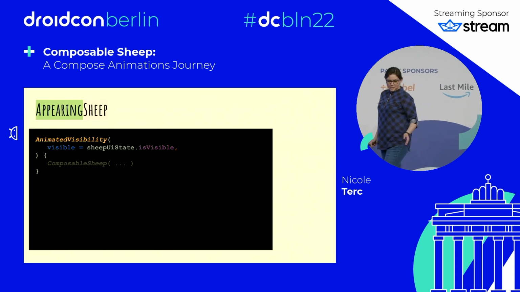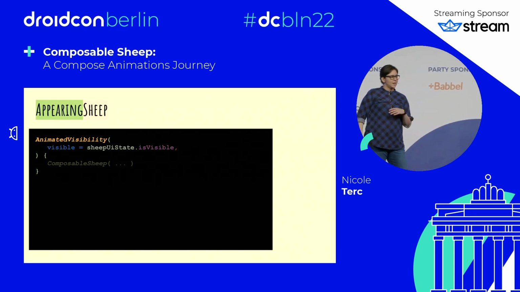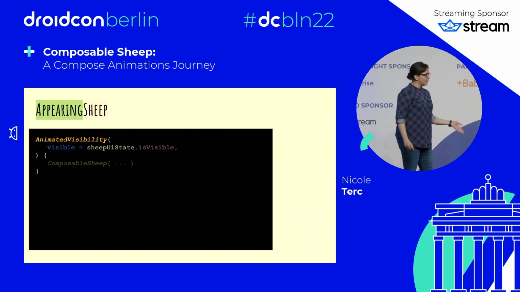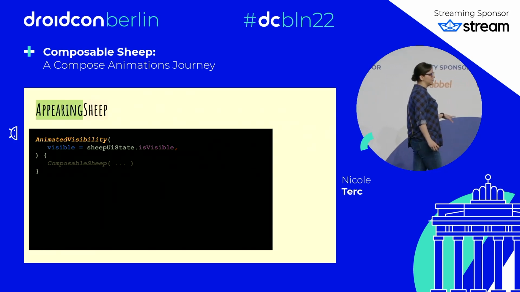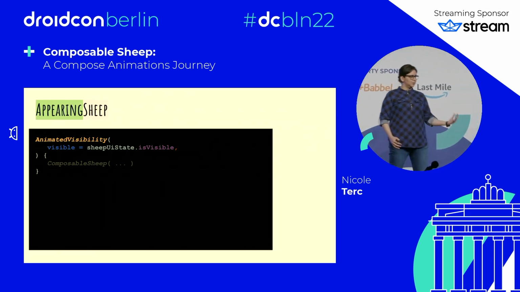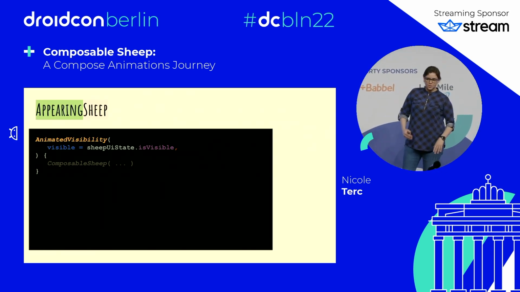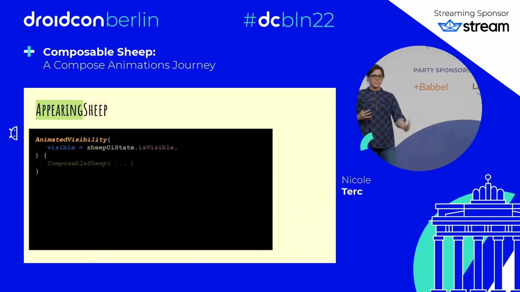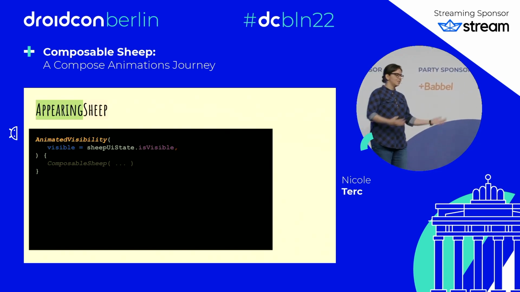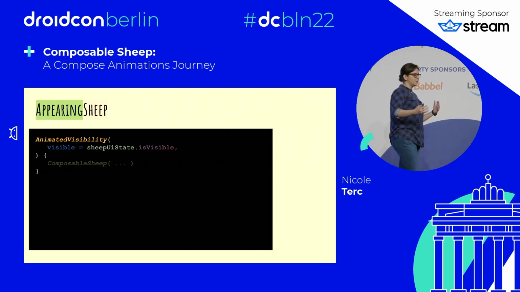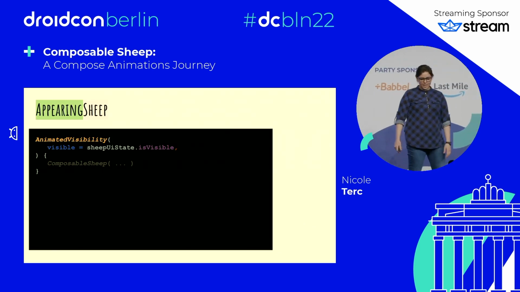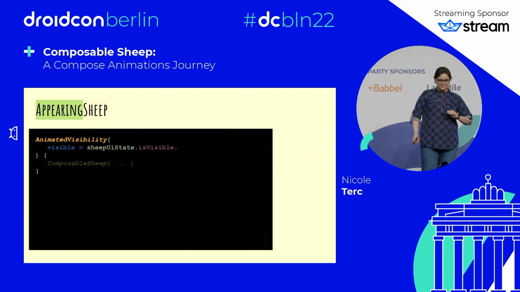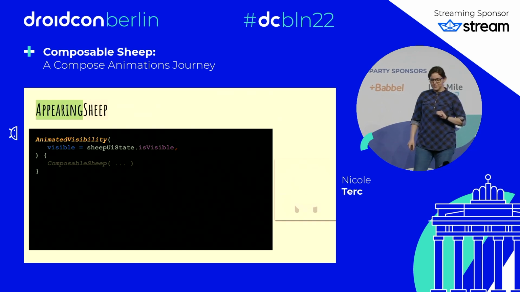If you notice, the only thing that I'm passing here is a parameter with the visible value. This is going to let the composable know if the content inside it should be visible or not. Whenever this value changes, this composable is going to handle this change and is going to animate the appearance or disappearance of my chip. And just by that line, I have an appearing chip.